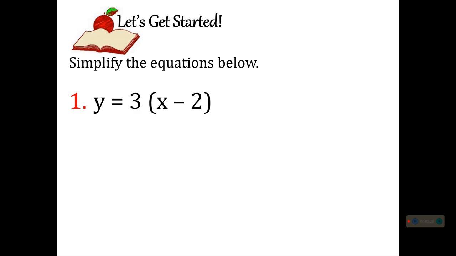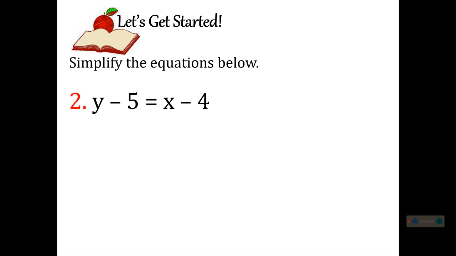So in this equation, you are going to use the distributive property. So we have here y equals 3 times x is 3x, 3 times negative 2 is negative 6. So we already have our equation in the form y equals mx plus b. So we have y equals 3x minus 6. Okay, so very simple.